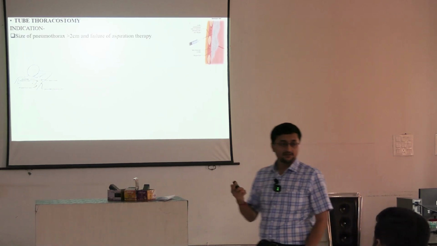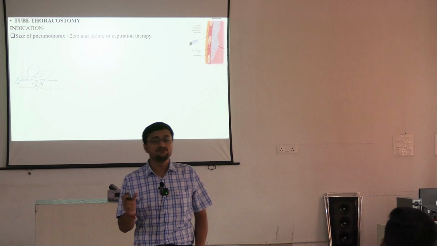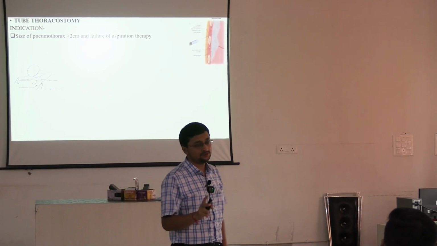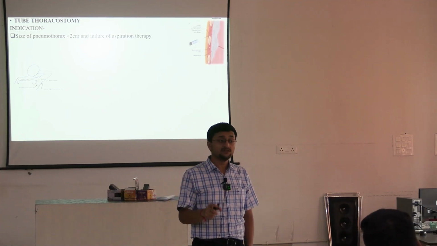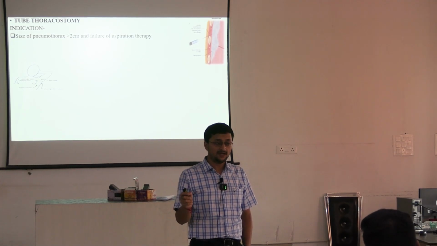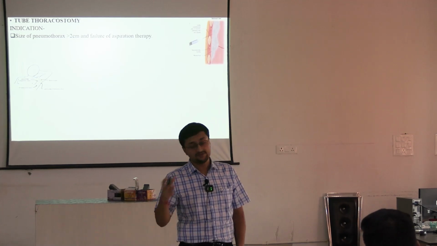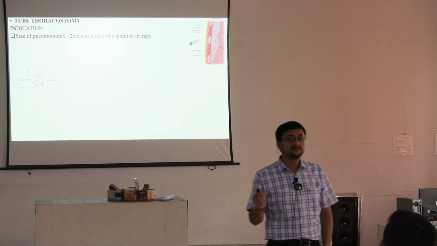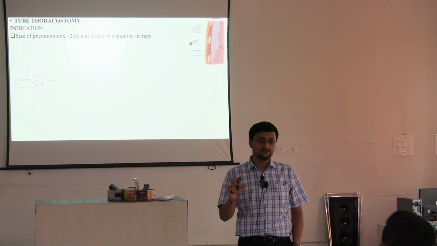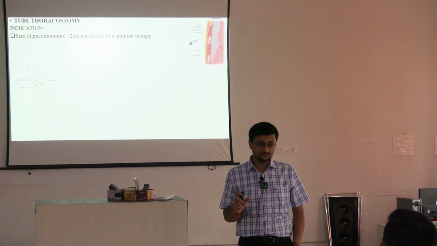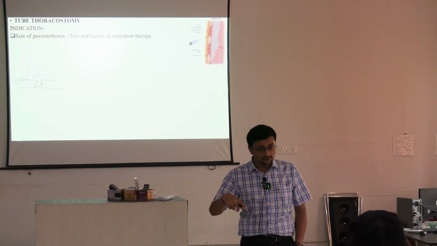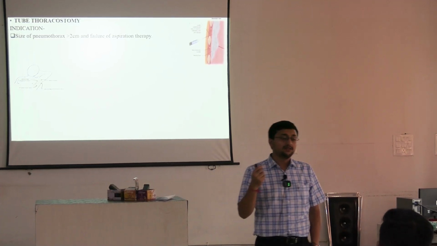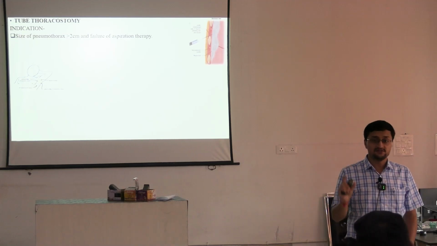So indication, definitely, one, in case of primary spontaneous pneumothorax, the size will be more than 2 centimeter and the patient is symptomatic. But in case of secondary spontaneous pneumothorax, the size will be more than 1 centimeter and the patient is symptomatic, right? Second one, if there is presence of air and fluid together, hydropneumothorax or hemopneumothorax, hemothorax along with pneumothorax after a blunt trauma, okay, and if you are doing a pleurodesis.